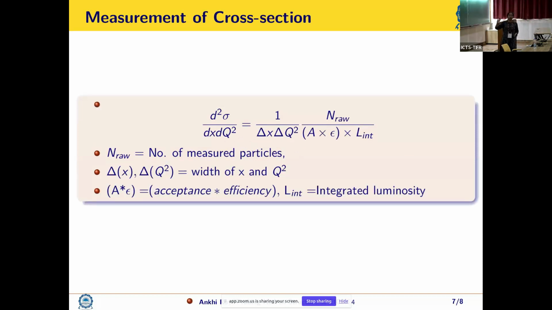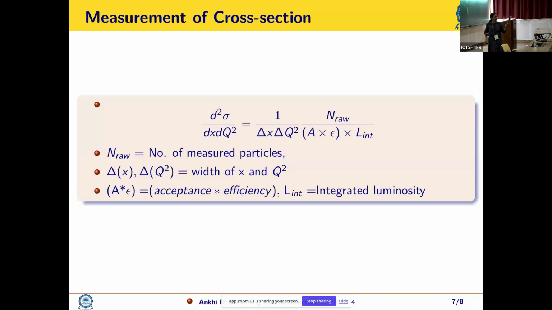Now, try to understand this part very well. How do we measure the cross-section? If you see the left-hand side, you have already seen it. This is how experimentalists measure the cross-section. We have some number of particles, here electrons, which I have measured by using my detector. Now focus on the denominator. We have A into epsilon, where A is the acceptance and epsilon is the efficiency of the detector.